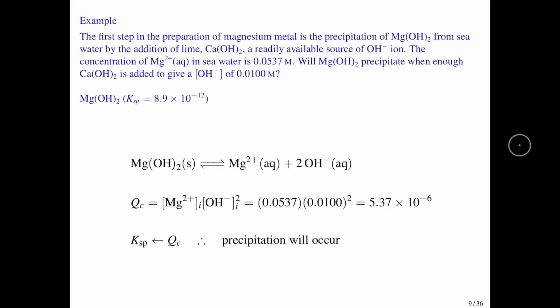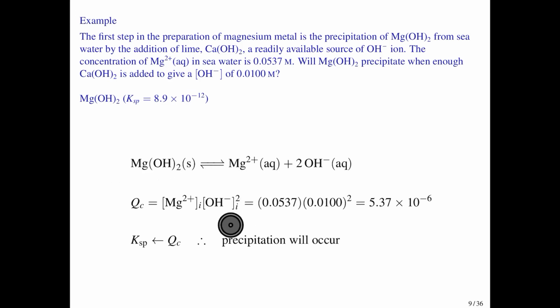So let's look at an example problem here. We're considering the dissolution reaction for magnesium hydroxide. We have a sample of seawater that contains magnesium ions at a concentration of 0.0537. You can pull those magnesium ions out of solution if you add a strong base. If the concentration of the hydroxide gets high enough, then you'll form the precipitate magnesium hydroxide. The question in this problem is: is a concentration of hydroxide equal to 0.01 large enough to cause precipitation to occur? So here's the dissolution reaction that we need.